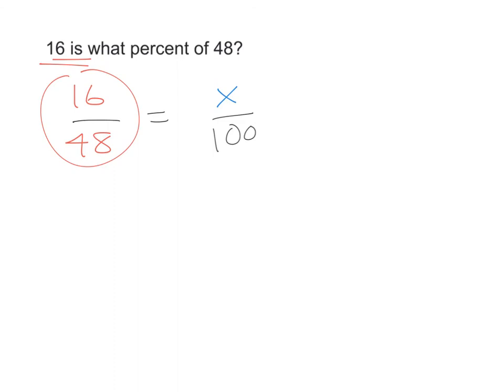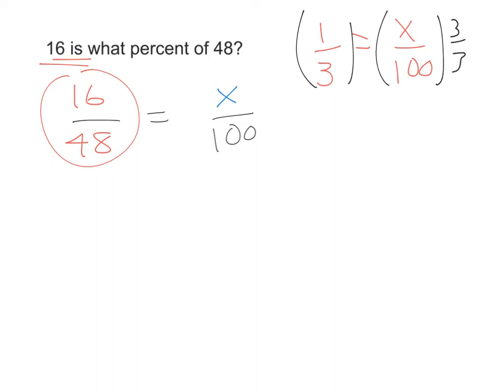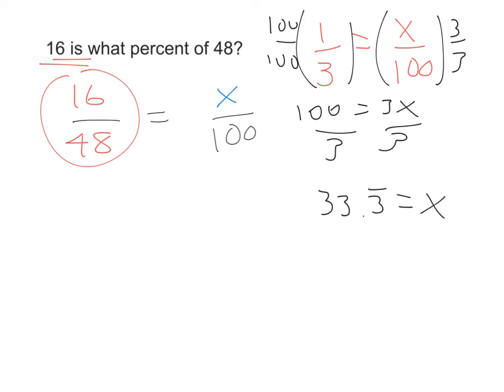We can simplify that to 1/3 equals x over 100. 3 over 3, 100 over 100, 100 equals 3x. Divide both sides by 3. 33.3 repeating is x, so you can even say 33 1/3%.